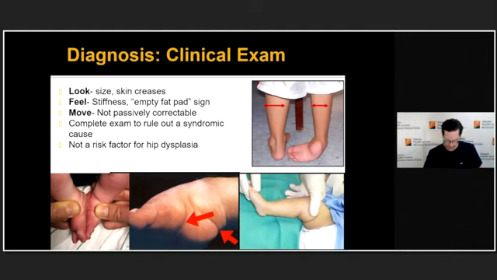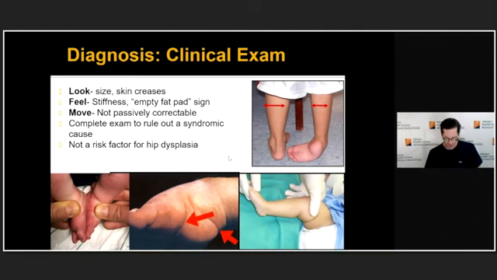How about the diagnosis of club feet? This is a clinical diagnosis, and what we want to do during our clinical exam is basically look, feel, and move the foot. What are we looking for? We're looking for the size. The club foot's always going to be a bit smaller, so if you have a unilateral club foot, the foot's always going to be a little smaller than the normal foot. The calf is always going to be a bit smaller in width as well.